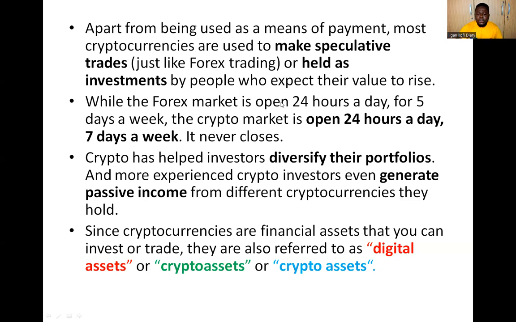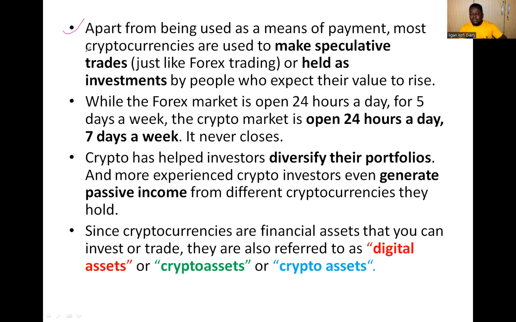Okay. Or you may want to hold it. Some people hold it as an investment and expect their value to rise. So when their value or their portfolios begin to rise, they turn out making what? More money. So this one is more passive.